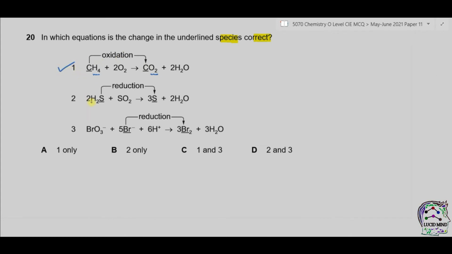This is true. In the second one we can see we have sulfur and hydrogen is present with sulfur, and hydrogen is lost. So loss of hydrogen is also called oxidation, it is not reduction. In part 3 we have Br negative, which has converted into Br2, which is neutral. So from -1 to 0 it shows an increase in oxidation state. So whenever there is an increase in oxidation state, it is called oxidation, not reduction. As only one option is correct, the answer is A.